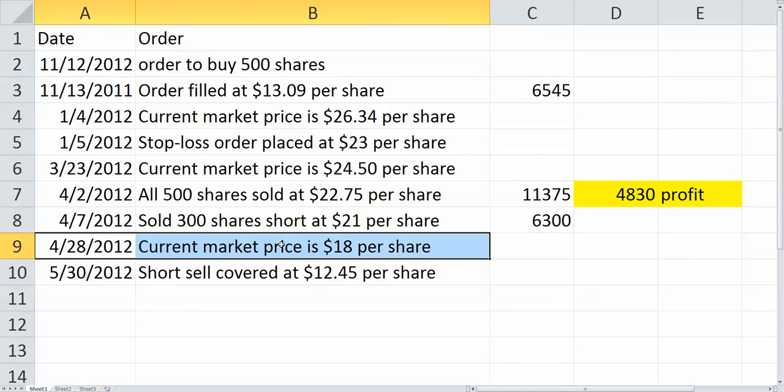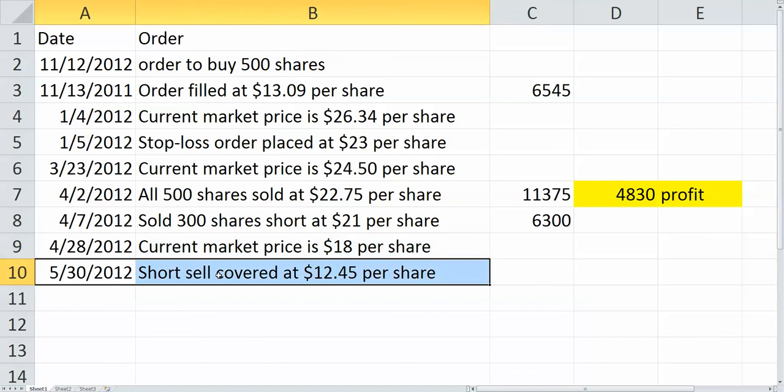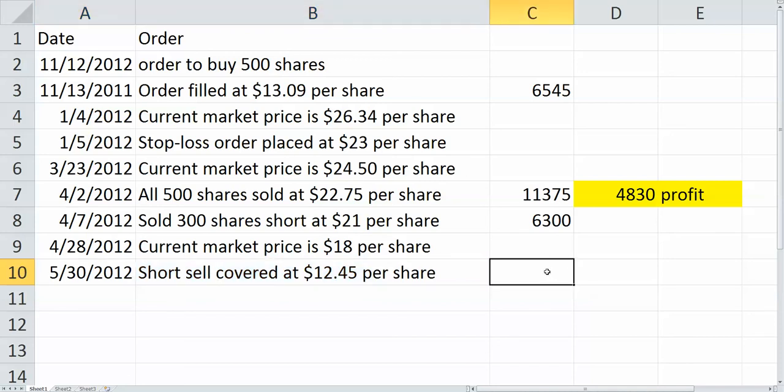The price does continue to decline. It's now at $18, and it still drops more. A month later, it's trading at only $12.45, so I decide to close my short position or cover my short position. So here is the price I sold them for, the price I paid for them, because that's how you cover a short position. You buy the stock at the current price. So I paid $12.45 times 500, so I have a typo somewhere. Oh, it's 300 shares, not 500, sorry.